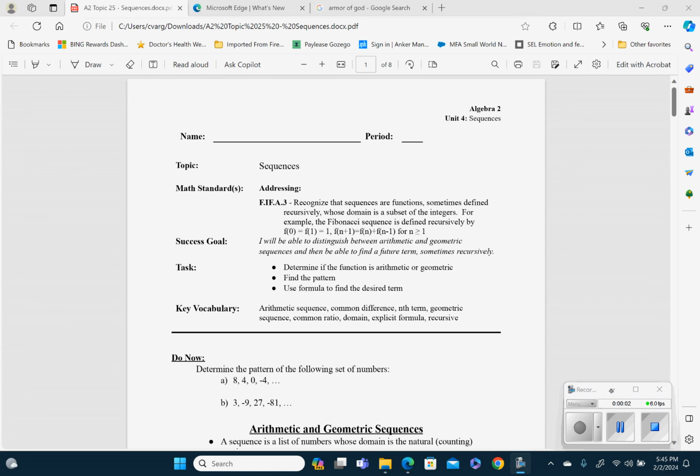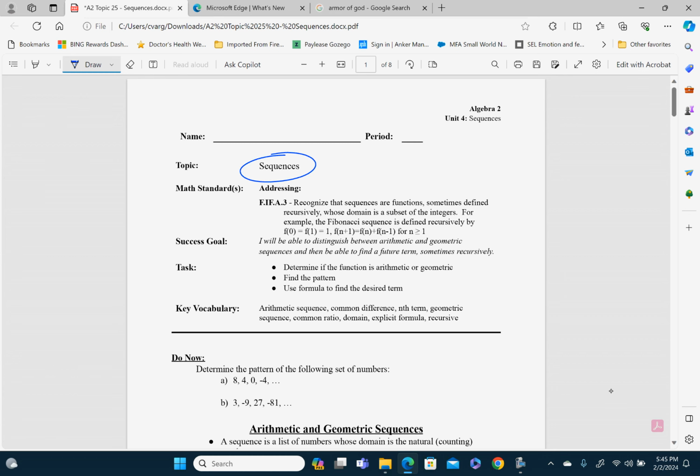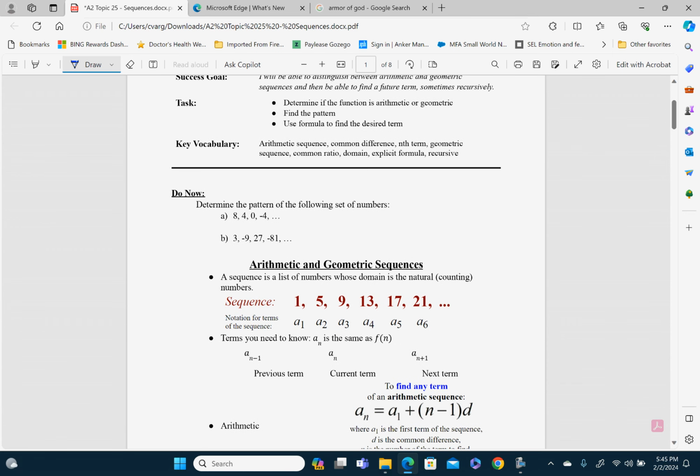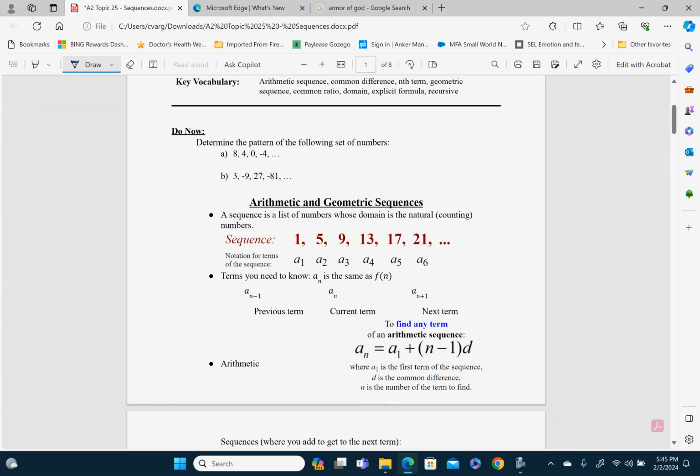So welcome to Unit 4, Lesson 1, which is on sequences. Just to refresh your memory, this is something that you did in Algebra 1, and it's now coming back in Algebra 2. So it's not much different. There's only one additional thing that we're going to be adding in the next lesson, but for right now, there's nothing crazy, nothing different. So we're going to start out by talking about just arithmetic versus geometric.